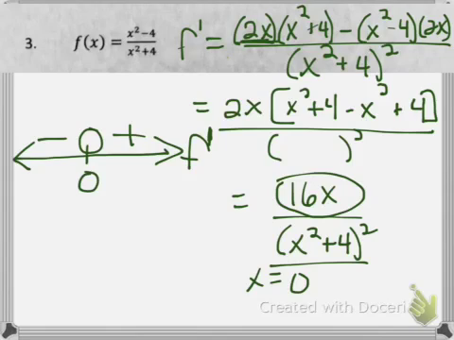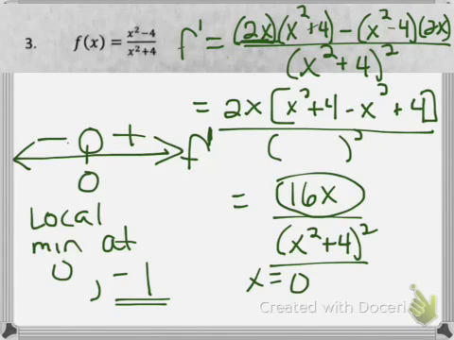So what does that mean? That means I have a local minimum at 0, because I go from negative to positive. How do you find the y value? You plug it into the original, and you'll get negative 1. So the local minimum at 0 is equal to negative 1, the y value.